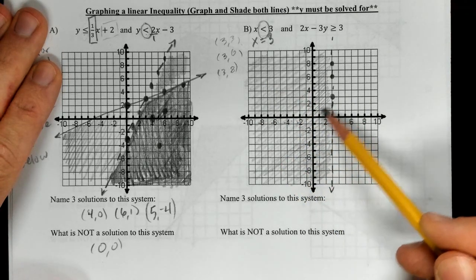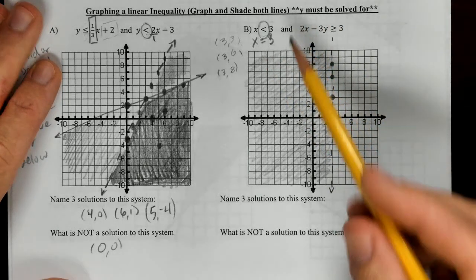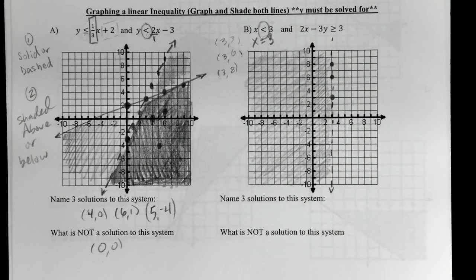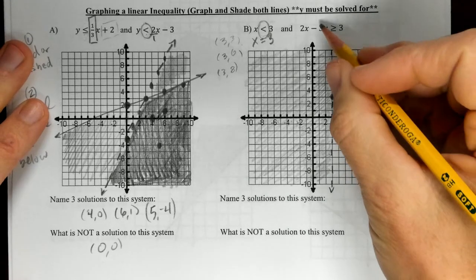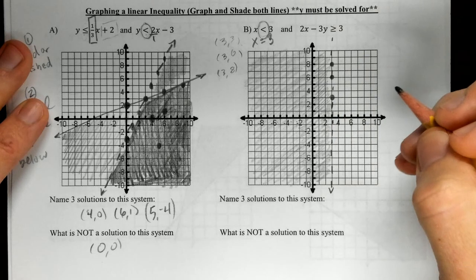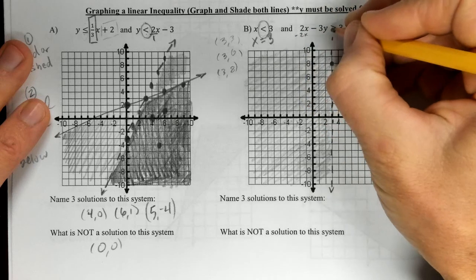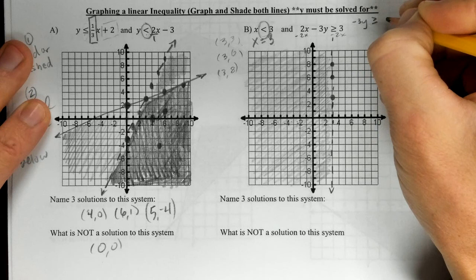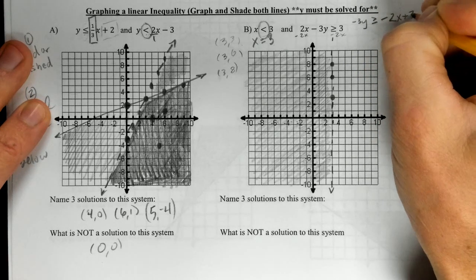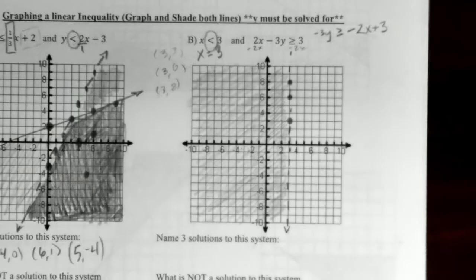All right, now let's graph the other one. So now I'm looking at this inequality. Once again, it's not in y equals mx plus b form, so I need to solve for y. All right, Riley, help me out. Let's solve this inequality for y. What do I need to move? 2x. So I'm going to subtract 2x on both sides. I got negative 3y is greater than or equal to negative 2x plus 3. And once again, guys, I wrote the x first because that's how it is in y equals mx plus b form.